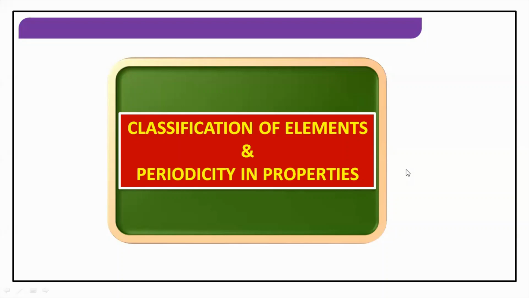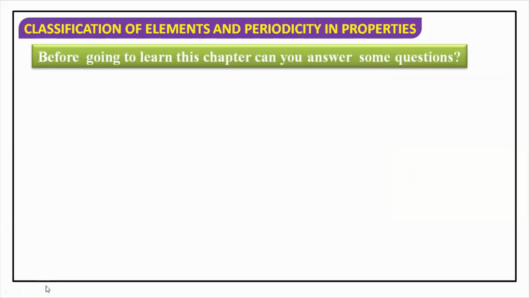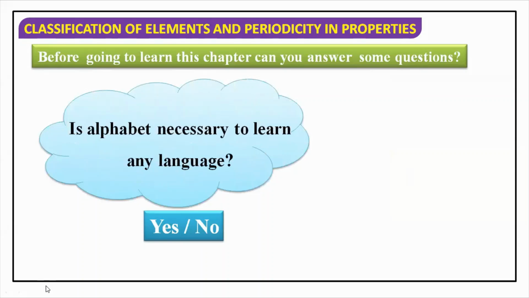Hi students, today we are starting with the third chapter of +1 chemistry, that is classification of elements and periodicity in the properties. Before going to learn this chapter, I want you to tell me some answers to the questions I'm asking.